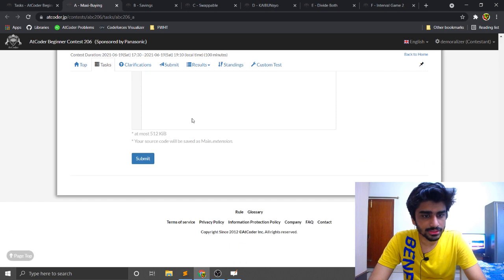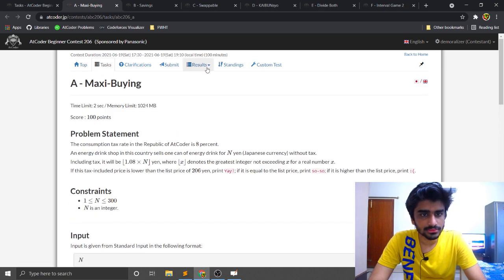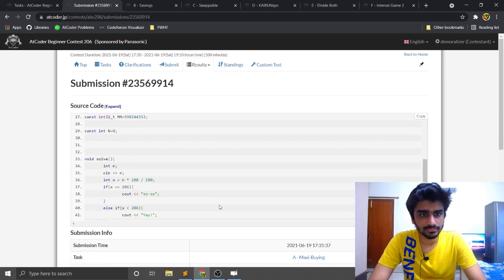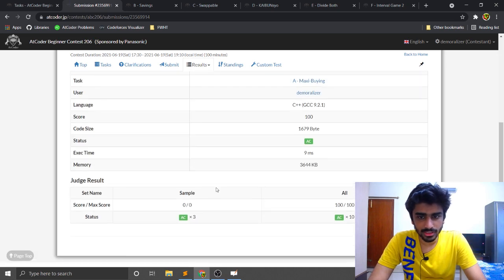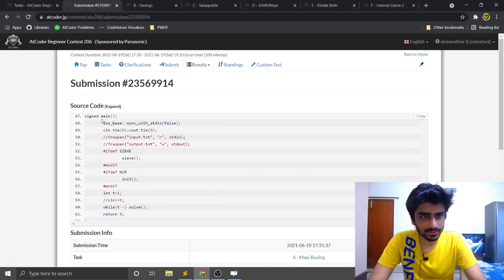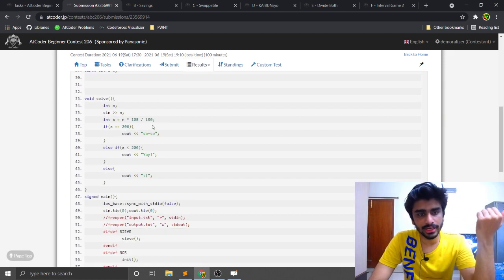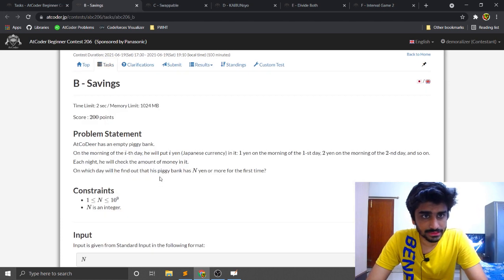How can I see my old submission? Somewhere here. Okay, right. So this is the code. n times 108 divided by 100, that's x, and just check if it is smaller, greater, or the same.